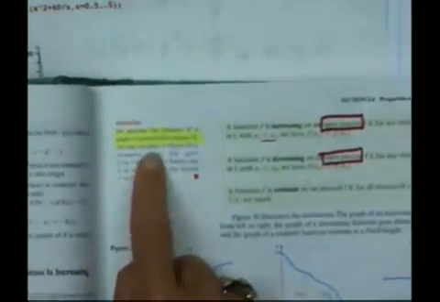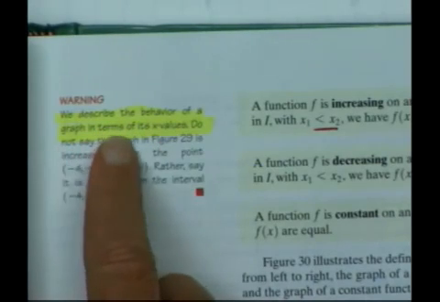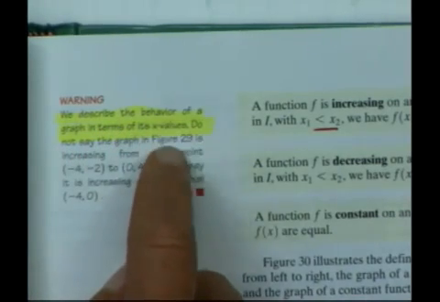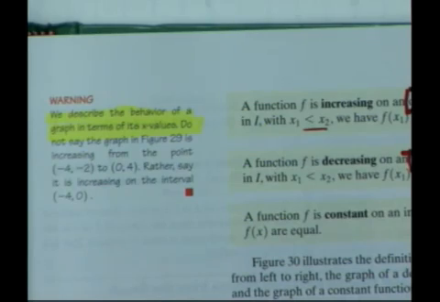There was a warning at the top of page 231 that I had highlighted in yellow. It says, we describe the behavior of a graph in terms of the x values. So when you're saying over what interval is the function increasing, it means over what domain, over what values of x do the y values go up. Okay? All right. And as I turn the pages, it looks like to me that I have covered it.